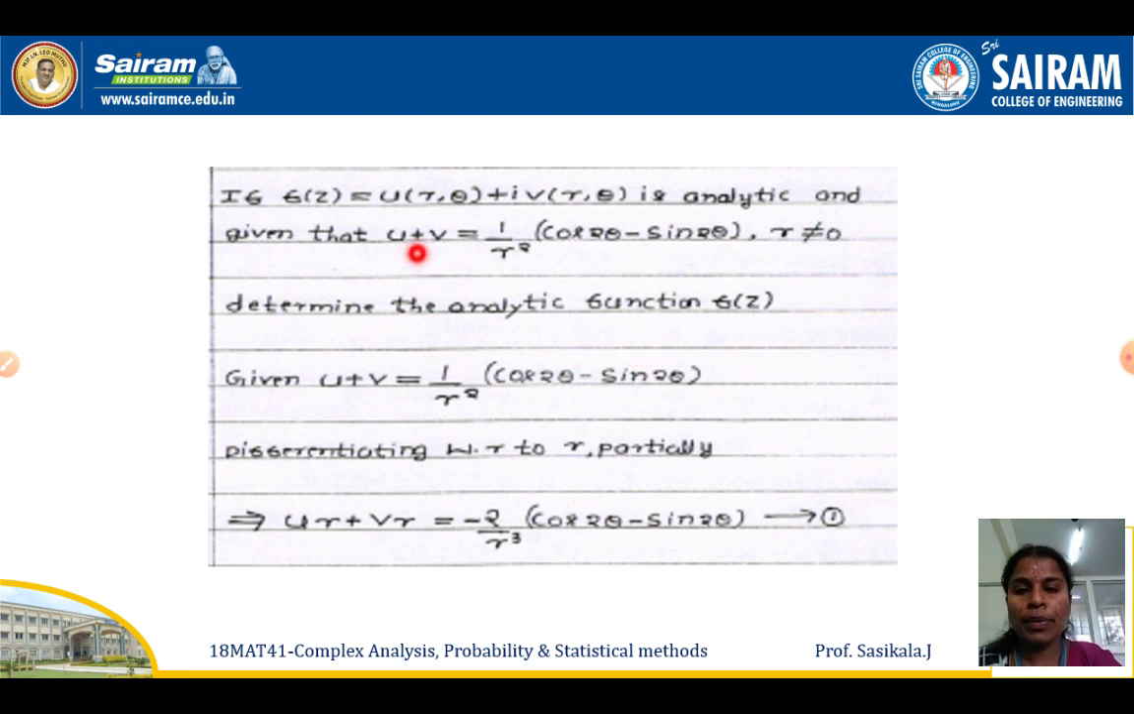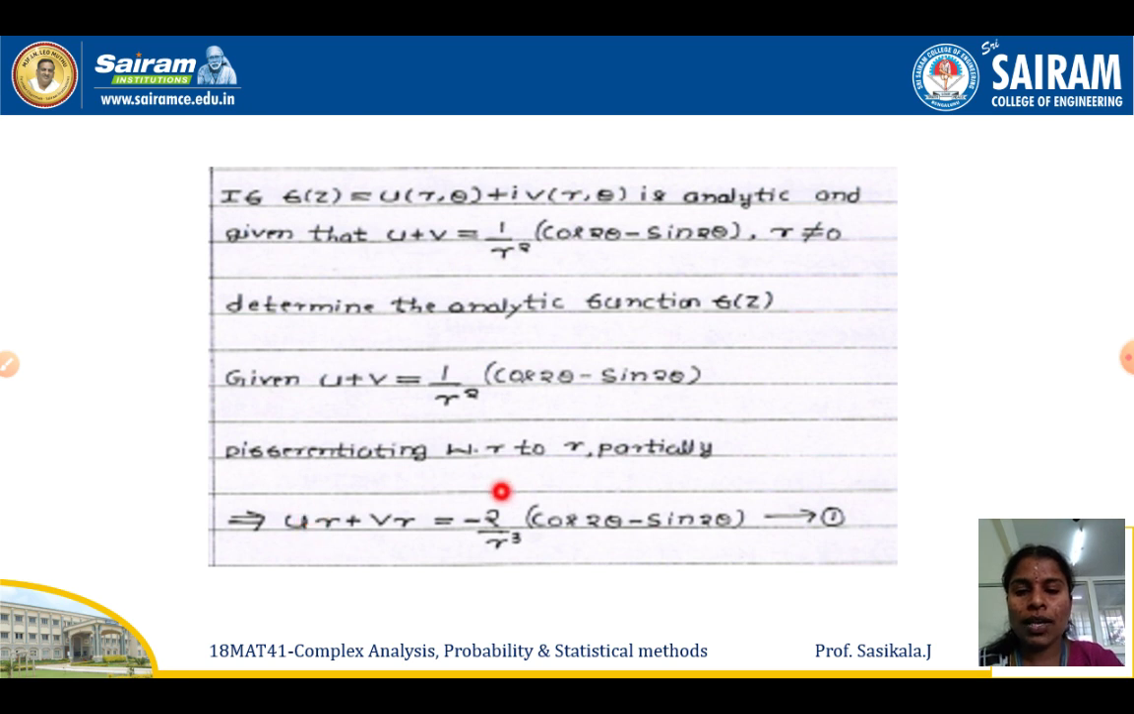It is given as a mixed one. It's not only the real part or only the imaginary part; it is given as the combination u + v. So first we write the given u + v, which is (1/r²)(cos 2θ − sin 2θ). Now differentiate partially, because I'm going to replace using the CR equations. For that reason, I should find the differentiation with respect to r and θ.